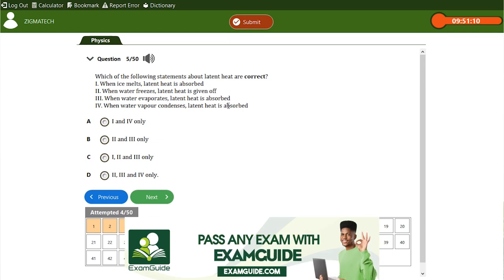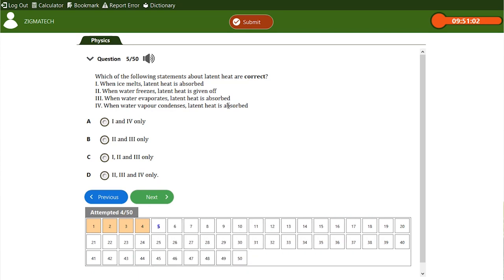When water freezes, freezing means heat is taken away. Latent heat is given off, yes, that is correct as well. When water evaporates, that means from water to vapor, from liquid to gas, latent heat is given off? No. So I will choose 1, 2, 3. Option C is correct.